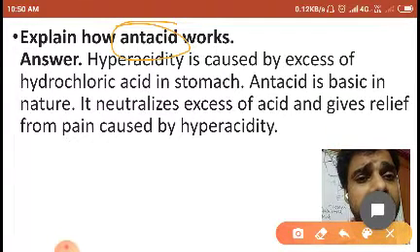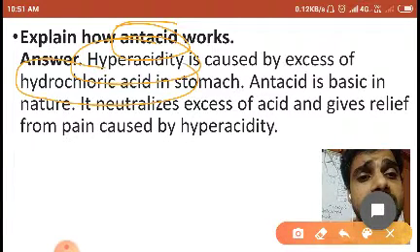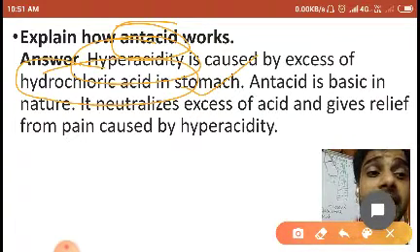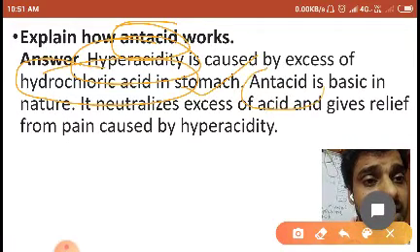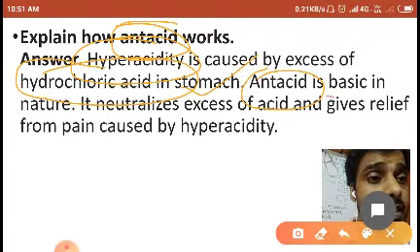Indigestion is a condition where hyperacidity can occur. So you can say that the hydrochloric acid level in the stomach increases. Now if the HCl level in the stomach increases, then the doctor prescribes some basic medicine to the patient. So antacid means basic. Antacid is basic in nature.